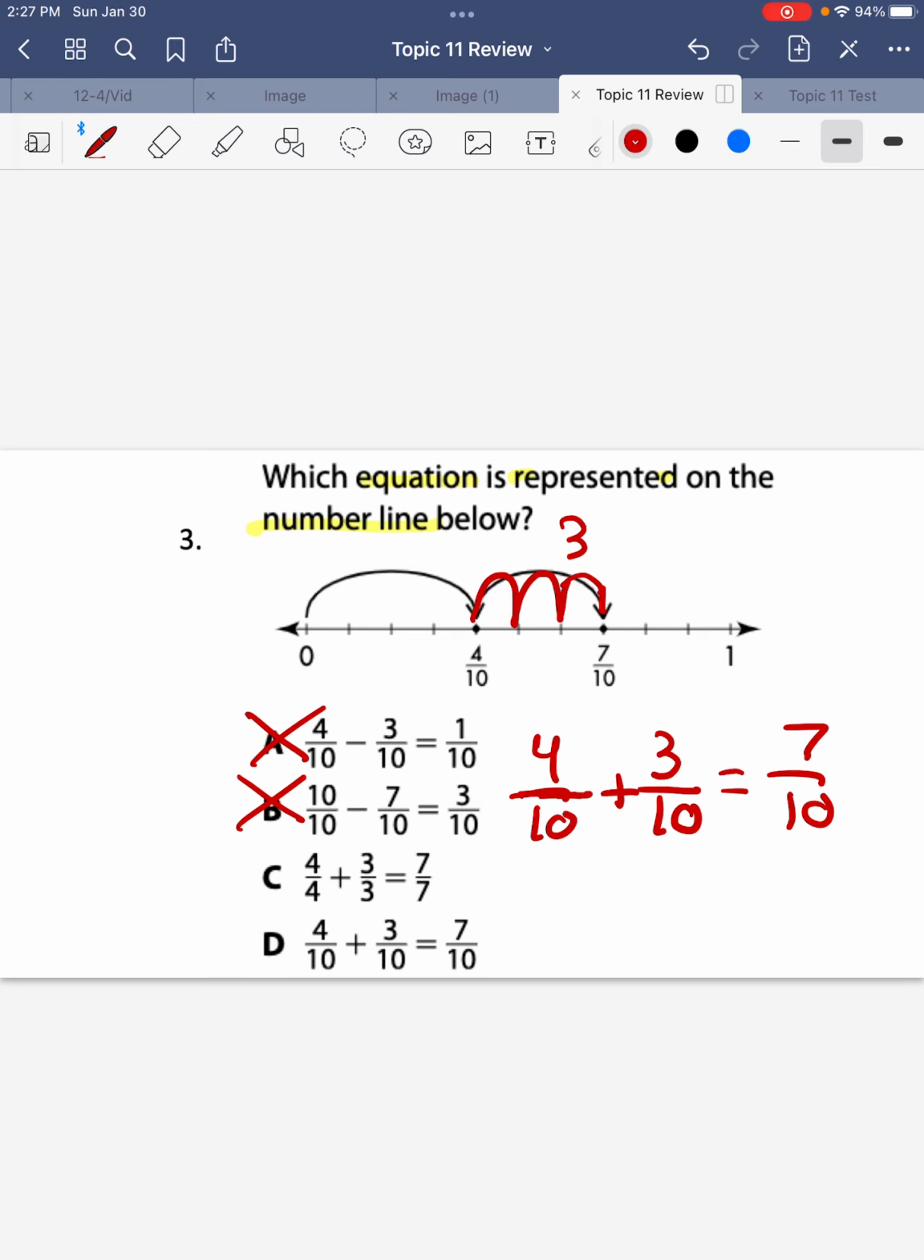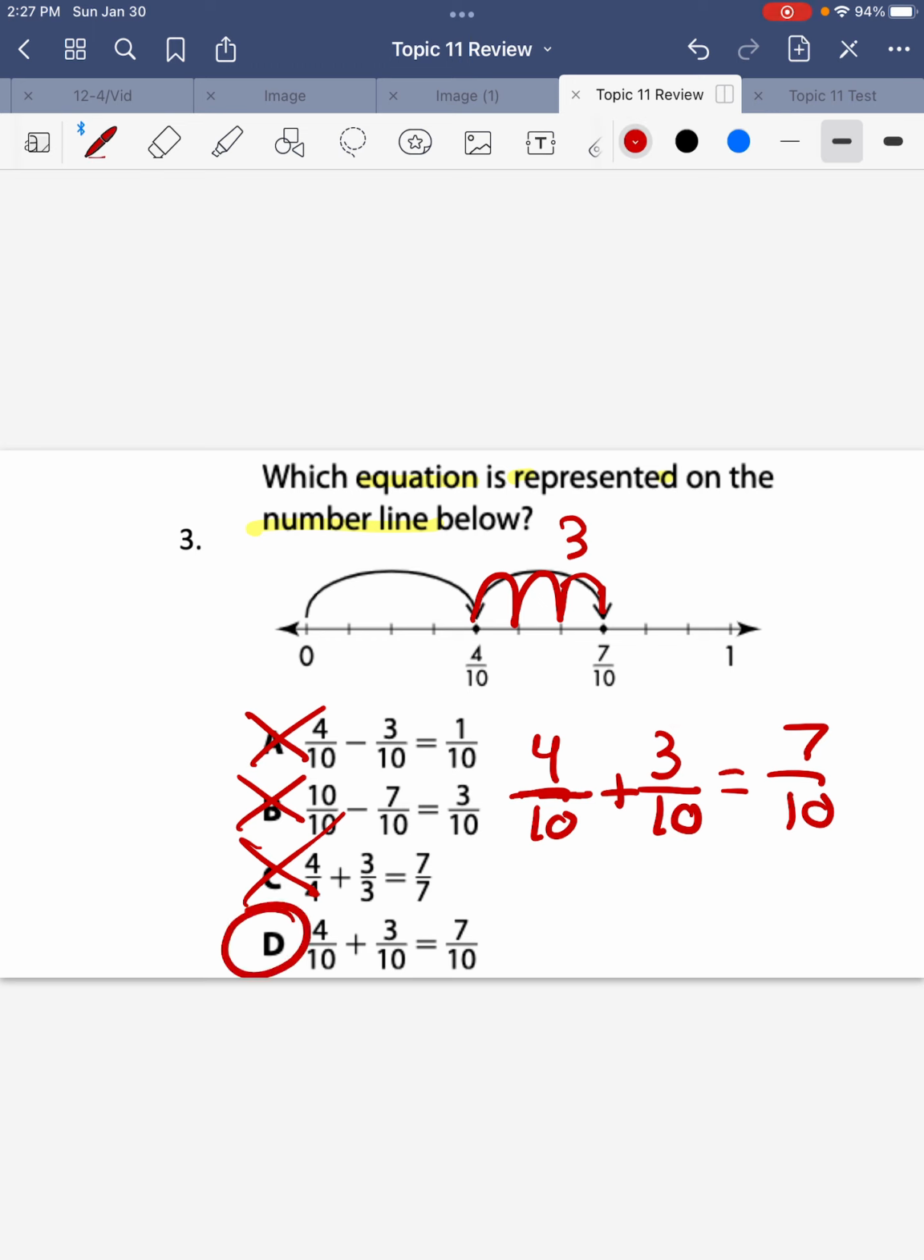Okay, so let's look at C. C has 4/4 plus 3/3. I don't even have that here. And it says that I get 7/7. I don't even have that here. Nope, can't be C. Let's look at D. 4/10, I have 4/10. 3/10, I have that. 7/10, I have that. Awesome.